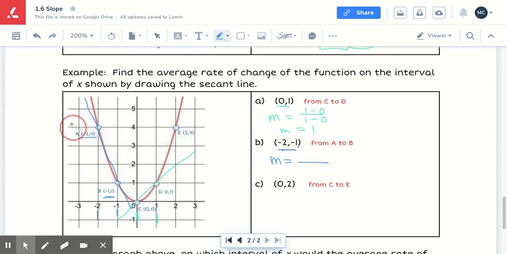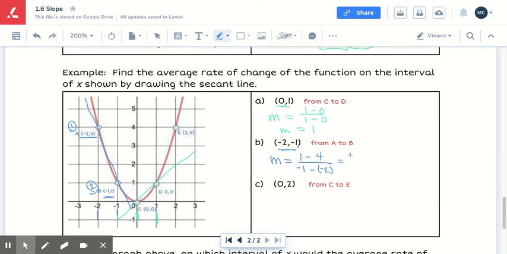So I'm going to call this point up here 1, and I'm going to call this one 2 for my formula. So y2 is 1 minus y1 is 4. On the bottom, x2 is negative 1, and then minus x1, that's negative 2. And then I just have to calculate. Don't have enough room underneath, so I'm going to go sideways here.